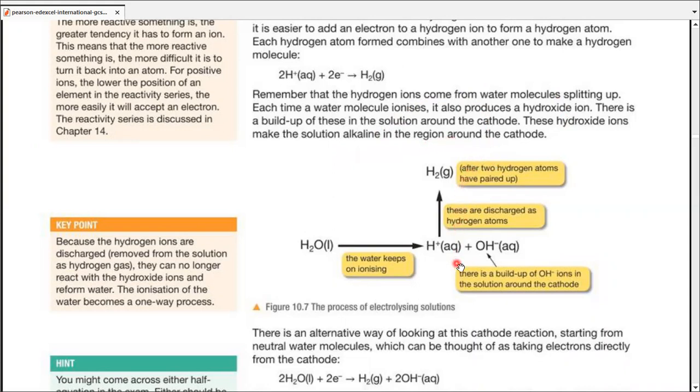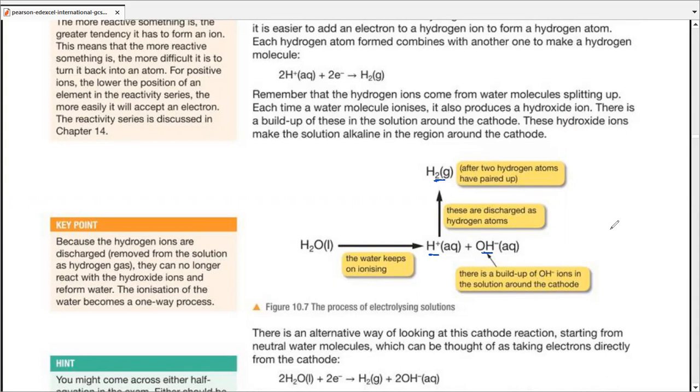Now we're going to explain all of these, since I've explained a couple of things together at the same time. So I'm going to bifurcate it with the help of different diagrams. The first diagram, figure 10.7, tells us that the water was divided, or ionized, into hydrogen ions and hydroxide ions. Now, hydrogen ions discharge as hydrogen atoms, after which they are converted into hydrogen molecules at the cathode. Hydroxide ions, however, build up around the cathode.